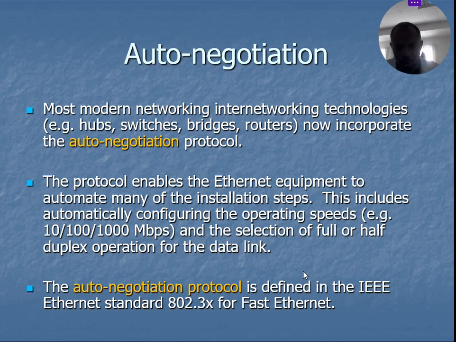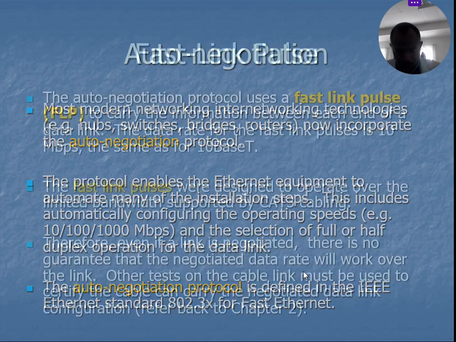Now, the auto negotiation protocol is defined in the IEEE Ethernet standard 802.3x for fast Ethernet. It's specifically used for fast Ethernet. IEEE is the Institute of Electrical and Electronics Engineers, an organization for publications and setting standards for anything that has to do with electrical, telecommunication, and electronics. So one of the standards, the IEEE Ethernet standard for fast Ethernet and for auto negotiation, is 802.3x.